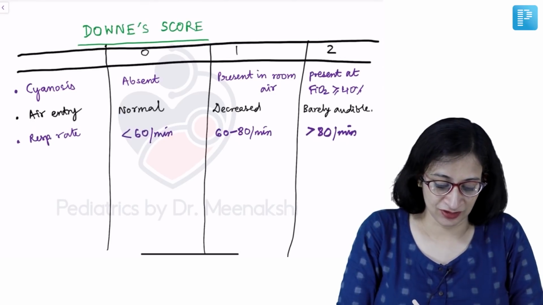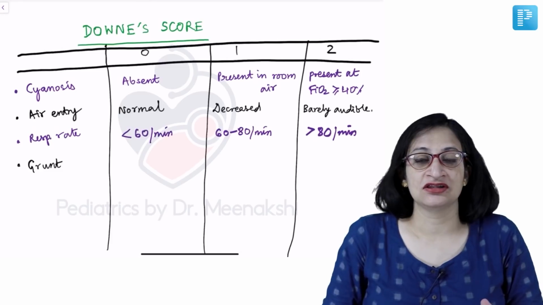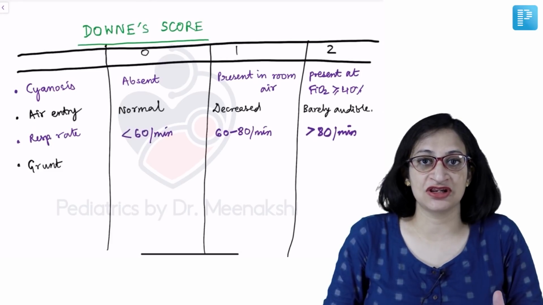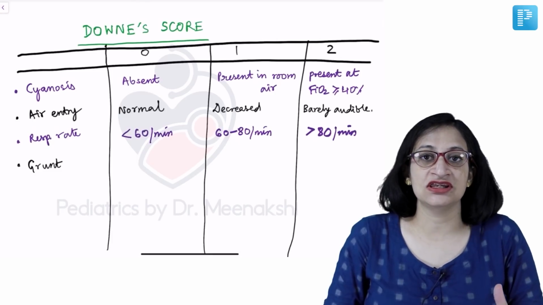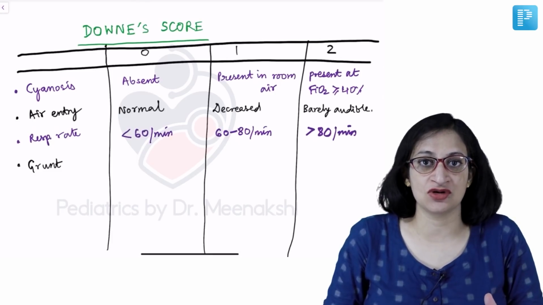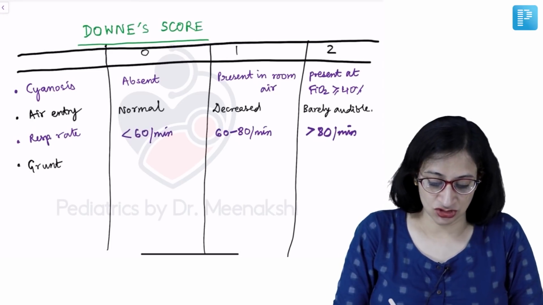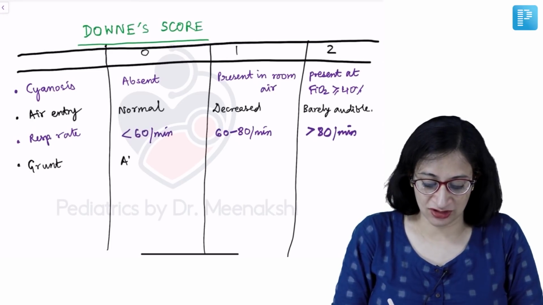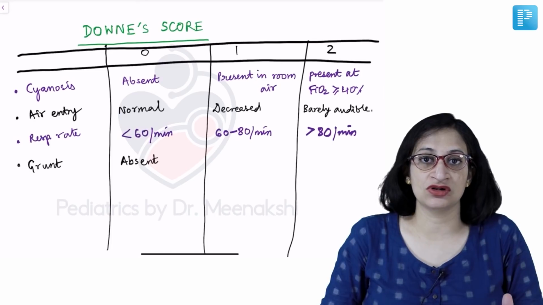Grunt. You know what is grunt? So grunt is a noisy breathing. This noise is mainly during expiration when the baby is having respiratory distress. So with each breath, there is an expiratory noise because the baby is not able to breathe properly. Okay. So grunt, we give it a score of 0 if grunt is absent. We give it a score of 1 if grunt is present but audible only with the help of a stethoscope. That means it's not too loud.